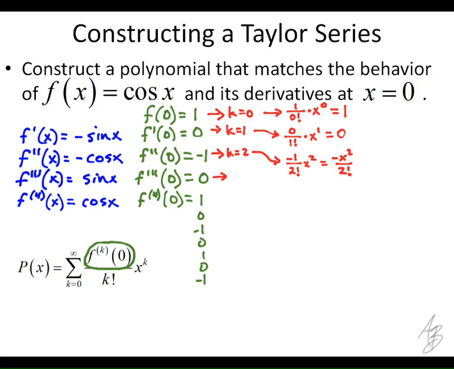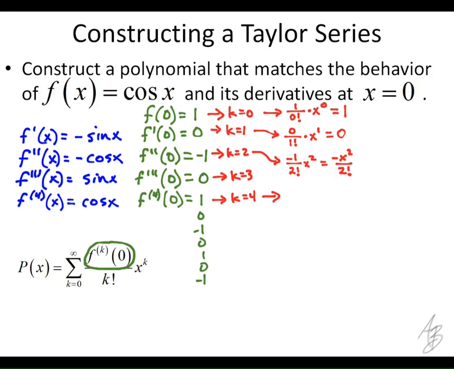I could do this term here. This is going to be when k equals 3. But when I do that one, what's going to happen? It's going to be 0, right? It would be 0 over 3 factorial times x to the third. That one's going to drop out. So I'm not going to do that one. I'll skip it. So here we have k equals 4.